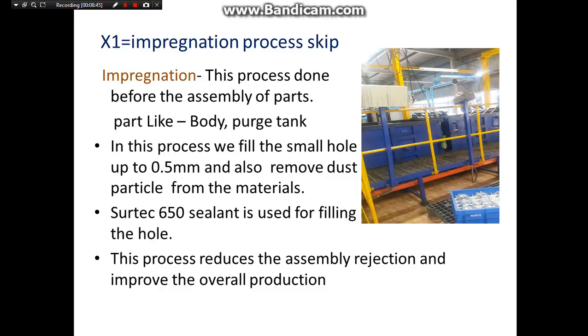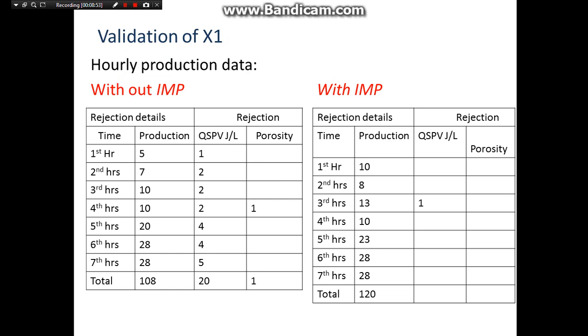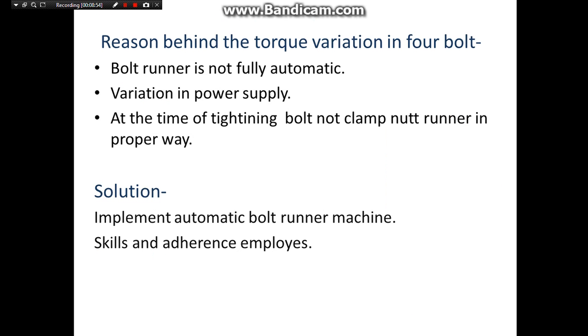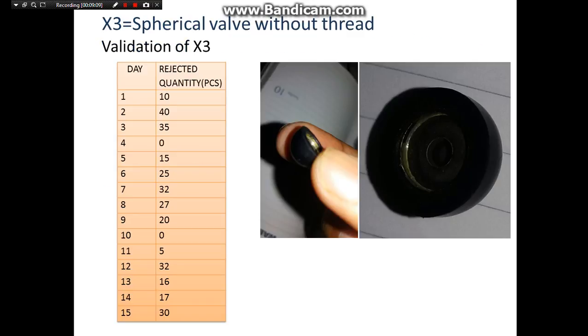Impregnation process skip. Impregnation is a process done before the assembly of parts. Reason behind the torque variation in 4 volt: first, the volt runner is not fully automatic; second, variation in power supply; and third, at the time of tightening the bolt is not clamped.